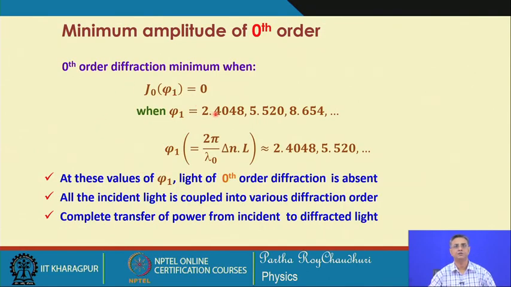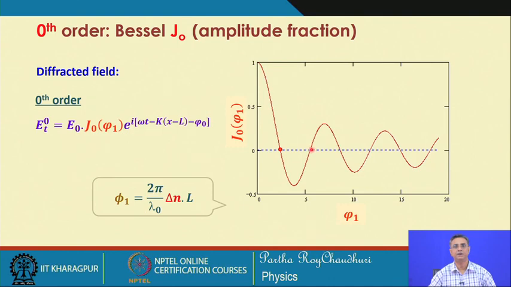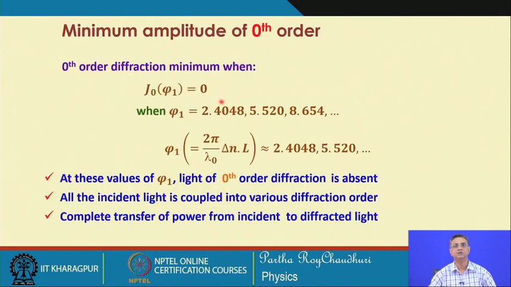Additionally, it could happen here also, this is another 0, this is another 0. So, these are the zeros of Bessel functions, but the first 0 will occur here, and as a result we will get this. For all these values of phi 1, light of 0th order diffraction is absent. So, at this point there is no light in the 0th order, all the intensities are distributed in the various higher orders. So, complete transfer of power from the incident to the diffracted wave is possible, and we will provide the maximum modulation of the incident light to higher order.